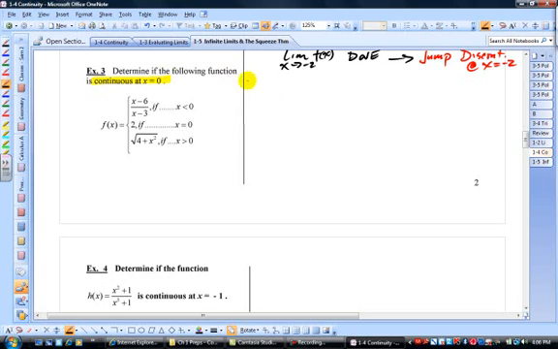So again, we need to evaluate f of 0 first. F of 0 is found by looking right here. When x is 0, y is 2. Okay, so we have f of 0 equals 2.